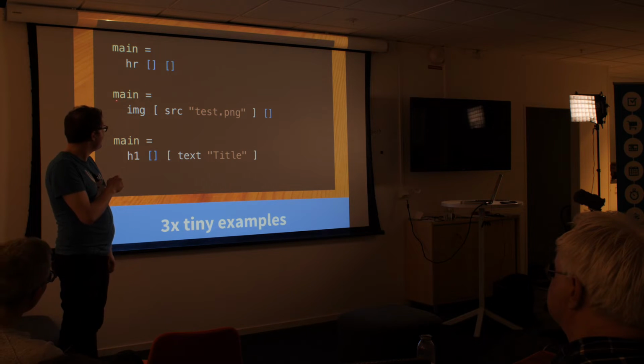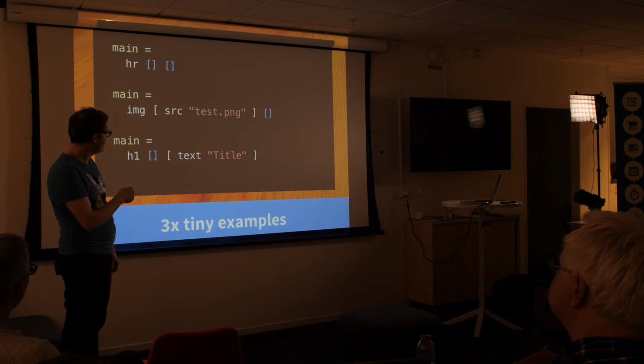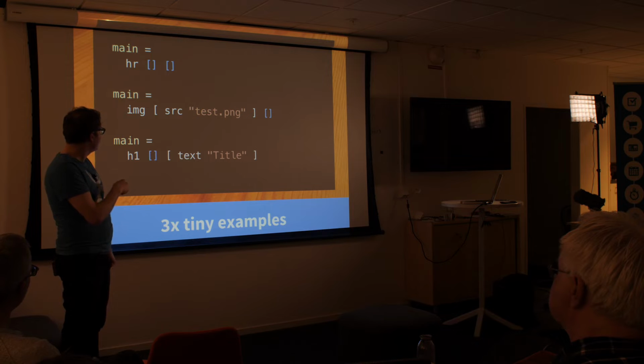Here, main function, simple image. We do have an attribute here. So the source attribute, calling the source function, returning an HTML attribute here in the list of attributes. And the first argument there is the URL to the image. No children. And here's a simple H1 example.